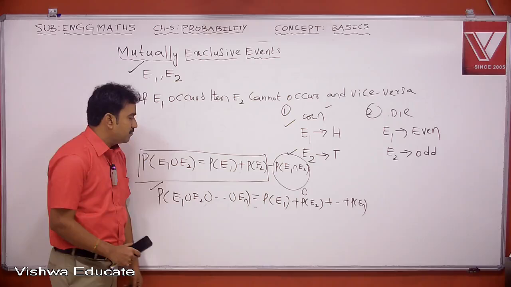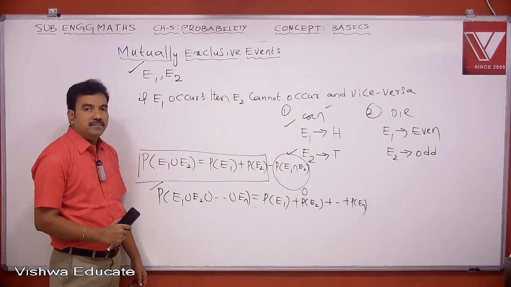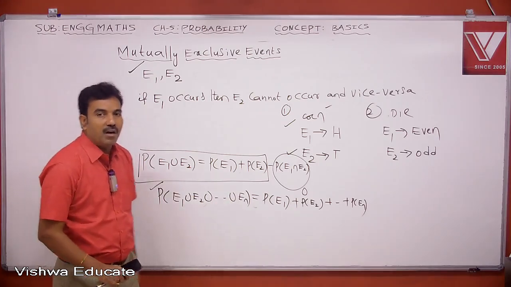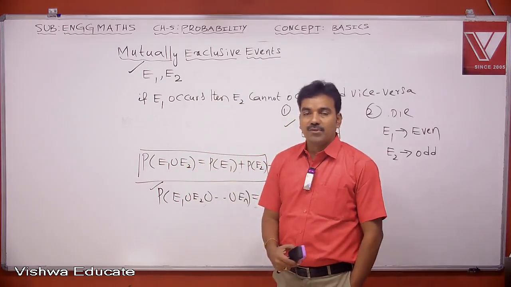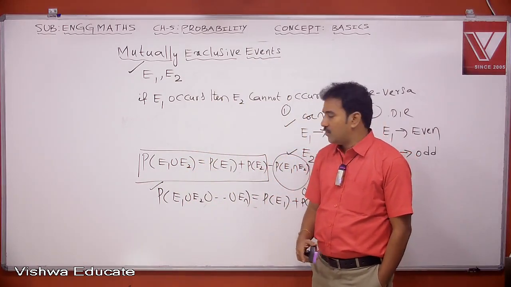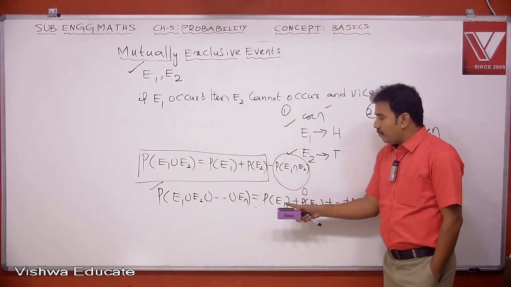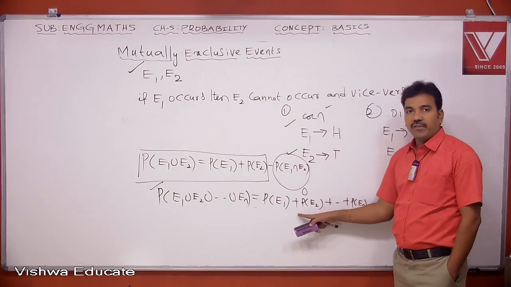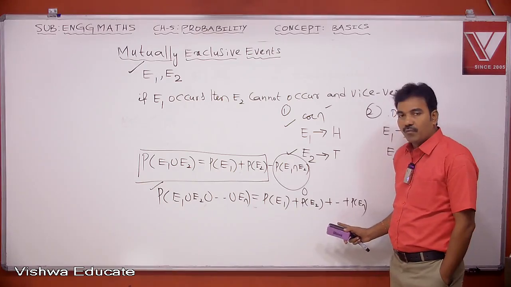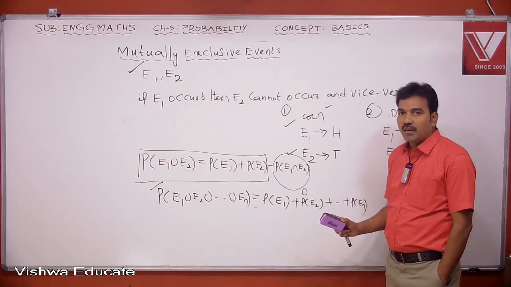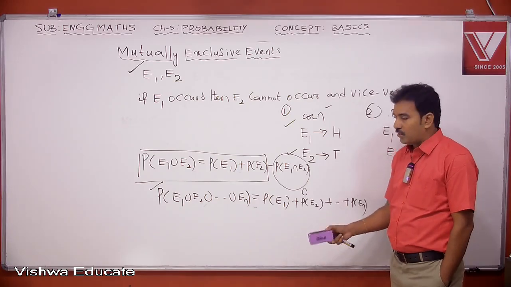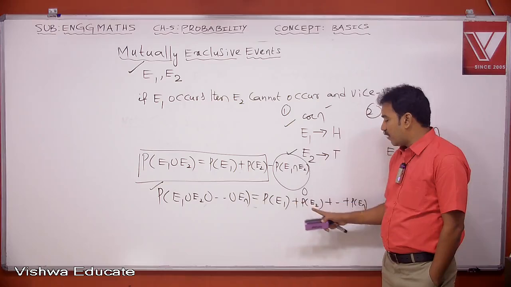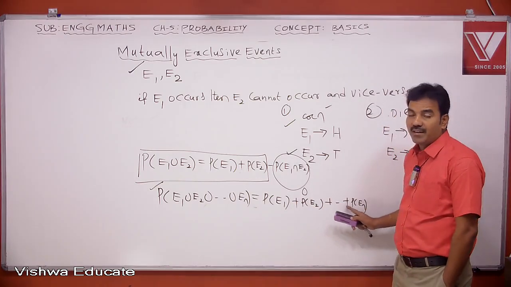Note. If E1 comma E2 comma and so on comma En are mutually exclusive, then P of E1 union E2 union and so on union En equal to P of E1 plus P of E2 plus and so on plus P of En. Highlight this equation.